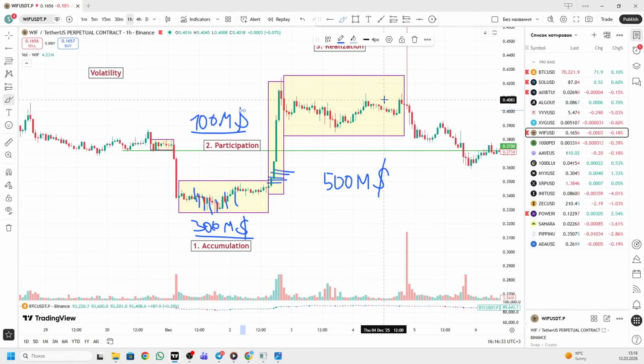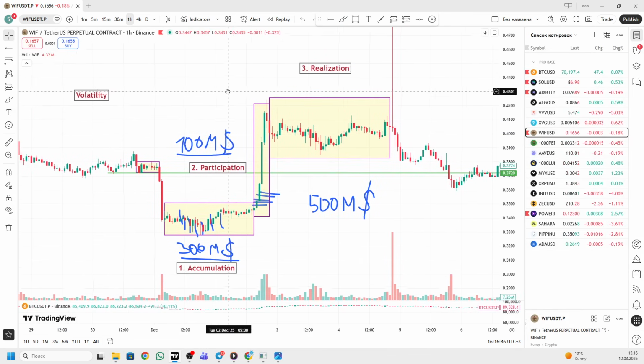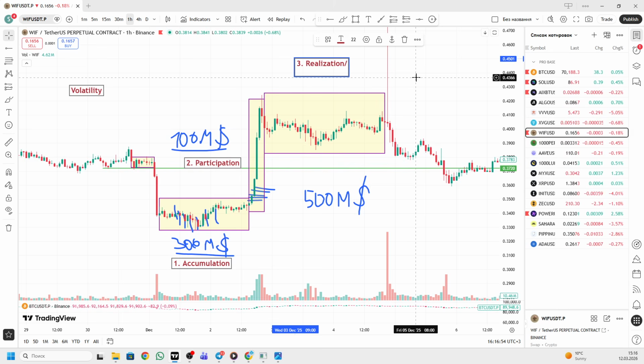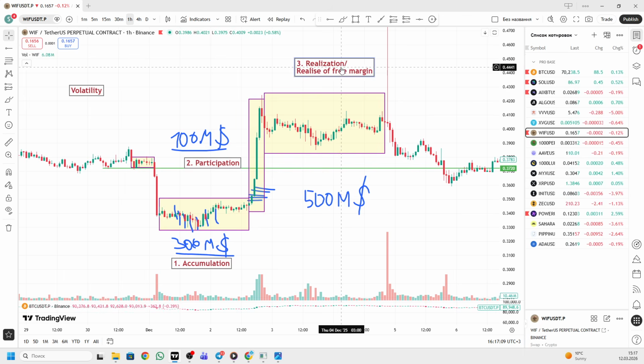Or the second thing which can happen here is a release of free margin. It's a little bit different. I will explain now the difference between this. Let me write down first this realization and, let's say, release of free margin. Let's write this like this.